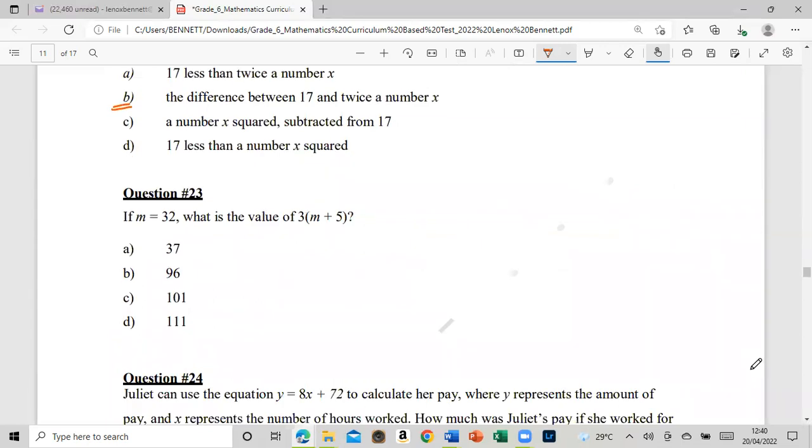Let's move on to 23. If m is equal to 32, what is the value of 3m plus 32? So that would be m at 32. And guys, we know to work the bracket first, so that would give us 37. And then our answer would be 3 times 37. 3 sevens are 21, so that's 2, 31. 3 3s are 9, and 2 is 11. So that's 111. Very nice question.